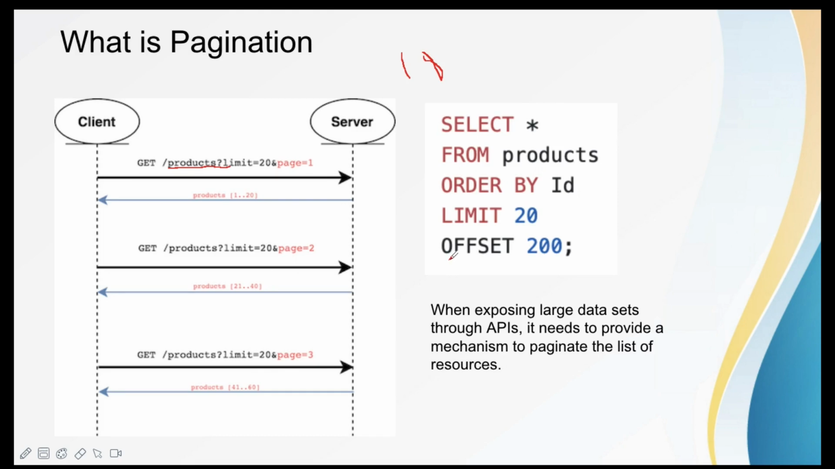Here the very important factor is the offset. What is the offset? Offset is nothing but the position from where I should start getting the data. When exposing a large data set through an API, it needs to provide a mechanism to paginate the list of resources. That's what we call pagination.